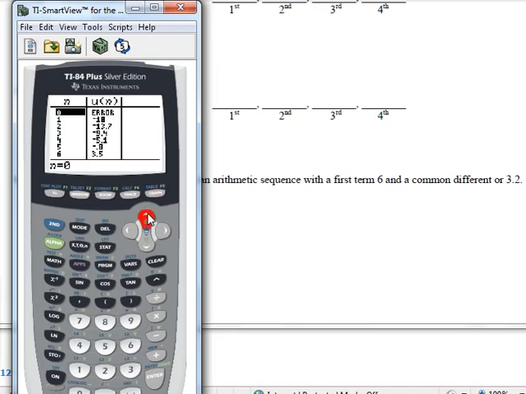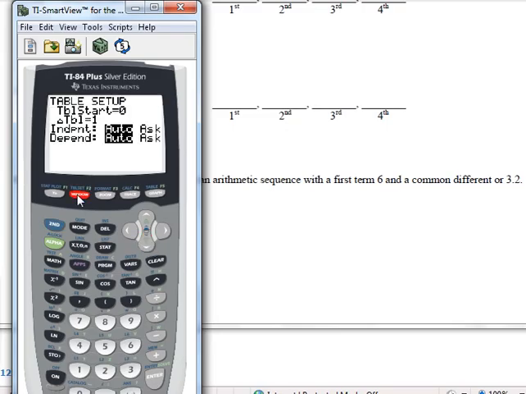Now what if your table defaults to like the 200th term? It's kind of a pain. You can go to table settings. It's right above the window button. Table settings, and you can change your tables to start at anything you want. I always have my table set to start at 0.